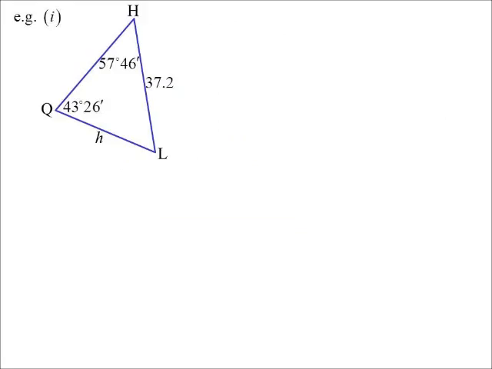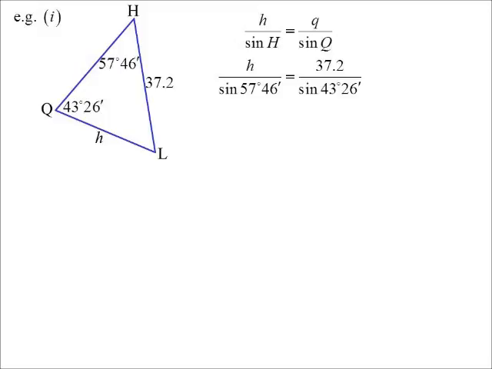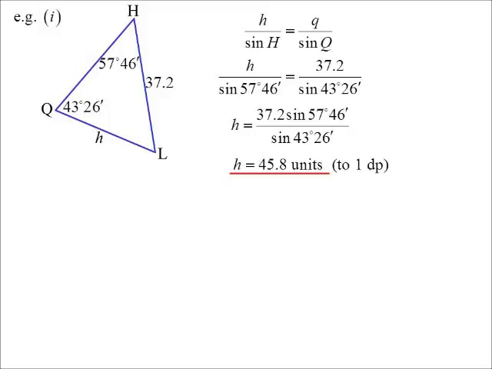There's a sine rule. It's H I'm trying to find. So in this case, H over sine H is Q over sine Q. Subbing in, rearranging, bit of calculator work. And there we go. Notice how I put to 1 decimal place there.